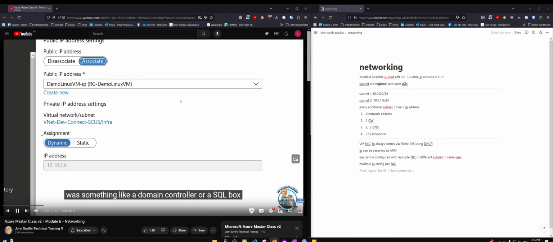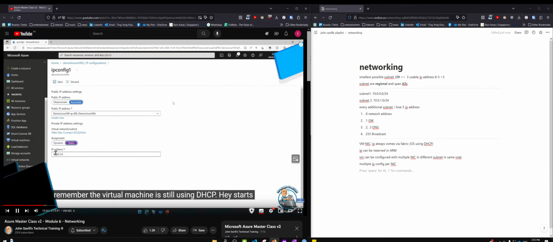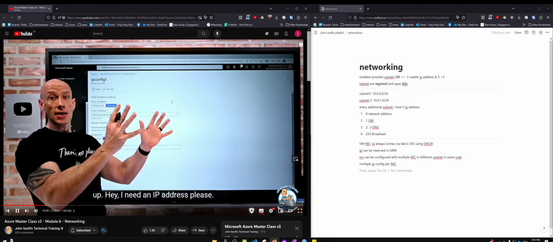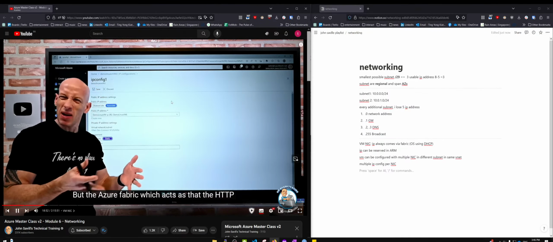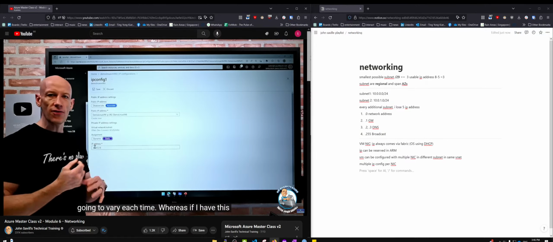But if this was something like a domain controller or a SQL box where I always want to have the same IP, I can change this to static, configure the IP address. Now remember, the virtual machine is still using DHCP. It starts up: "Hey, I need an IP address, please." But the Azure Fabric, which acts as that DHCP server, will always reply with that IP address. It's not going to vary each time.